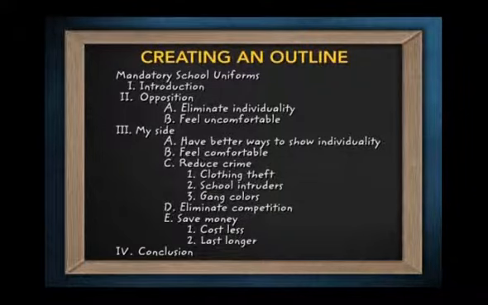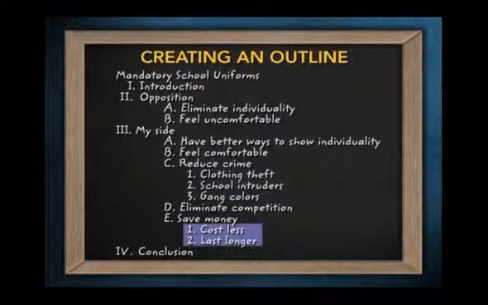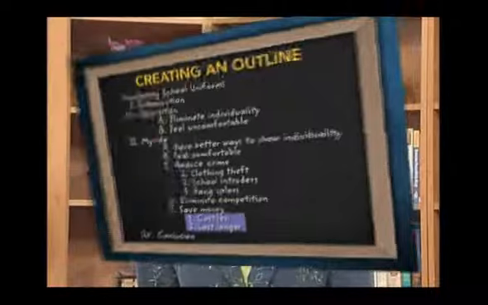So under reduced crime, I have 1, there's less clothing theft. 2, there are fewer school intruders because you can distinguish the people there. And 3, you would get rid of the concept of gang colors. Under save money, I have cost less and last longer. Now, you may not know exactly what I mean by gang colors, but I do.